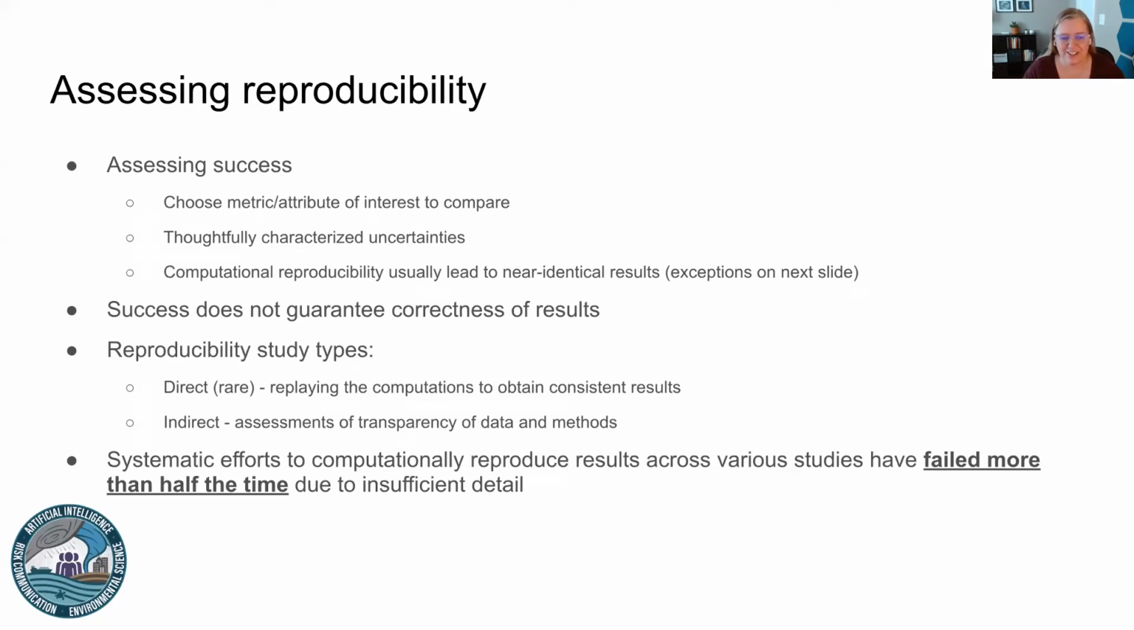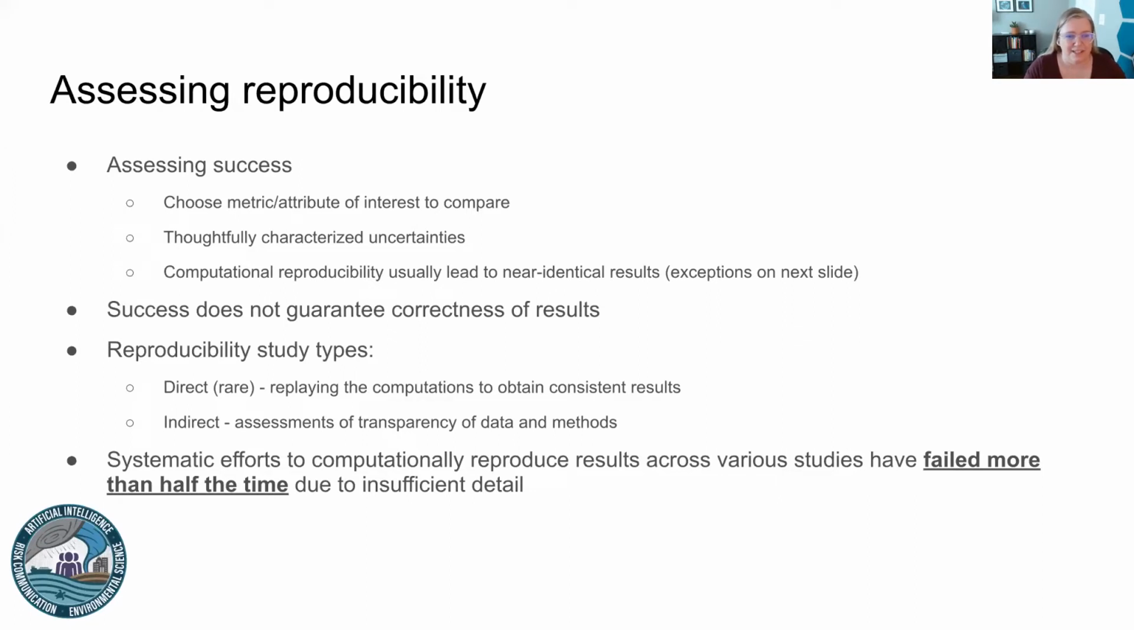In the computational age, this is important, but these uncertainties in reproducing results are going to be very small. They're going to be limited to maybe bitwise levels between computing systems at most. So computational reproducibility usually leads to near identical results. I'll show some exceptions on the next slide. So it's important to note that success in reproducing results does not guarantee correctness of the results. If there's an error in the code or a bias inherent in the data set or the software, that is going to be reproduced by the reproduction study.